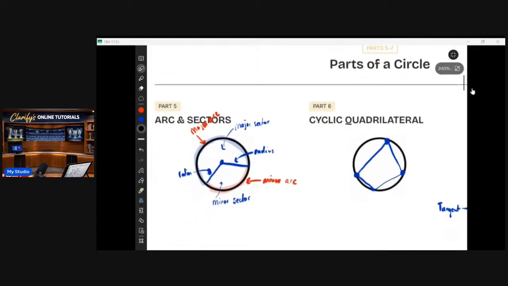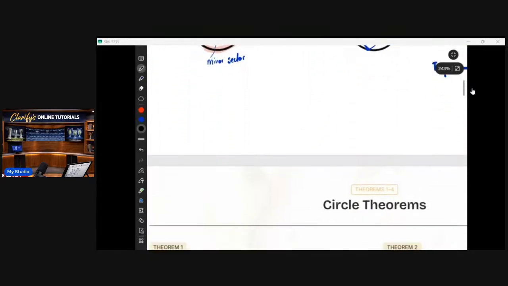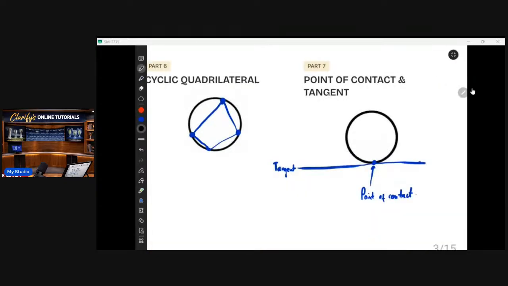All right. Then we have the arc and the sectors. Then we have cyclic quadrilateral, and we have point of contact. Then we have tangent. So if you are very good at knowing the parts, then the theorems will be easier. What we are going into in the next one is the theorems. We're about to start the theorems now.